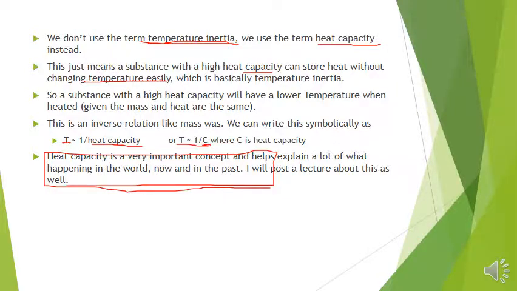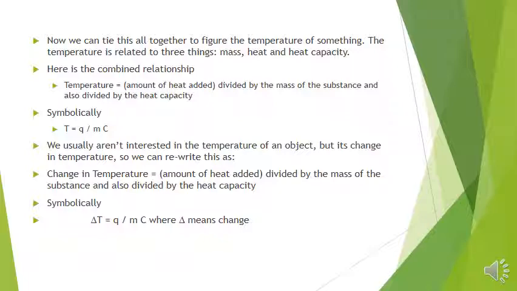Just for fun. Now we have three things, and we can tie them all together: mass, heat, and heat capacity. We can come up with an equation. The temperature of a substance is related to the heat you add to it, divided by the mass of the substance and the heat capacity. So we can write out the equation like this. The temperature is directly related to the heat and inversely related to the mass and the heat capacity.